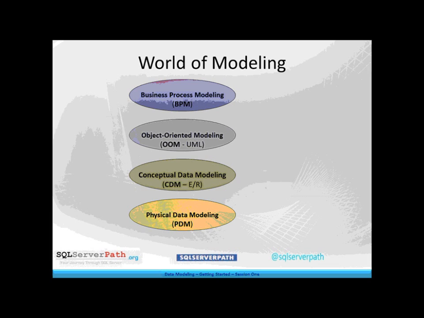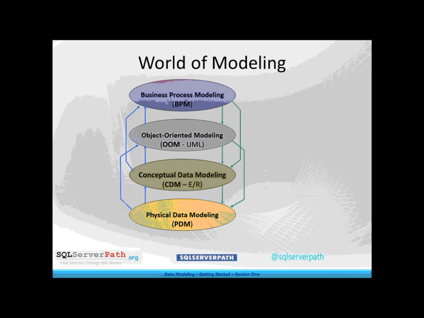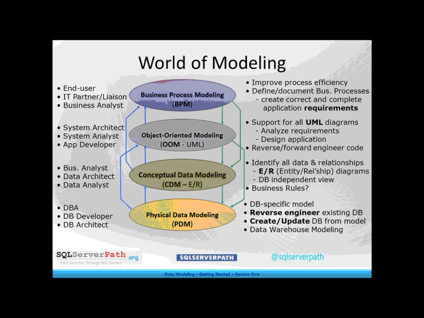So in the world of modeling, we have all these kinds of modeling, like BPM, the object-oriented model, where you will have your UML modeling, and then what we are going to discuss here, conceptual data modeling and physical data modeling. So here, basically, it gives an idea about what is meant by modeling, what they are doing in modeling, and who is involved in this. It's just an overview of the data modeling that we have.